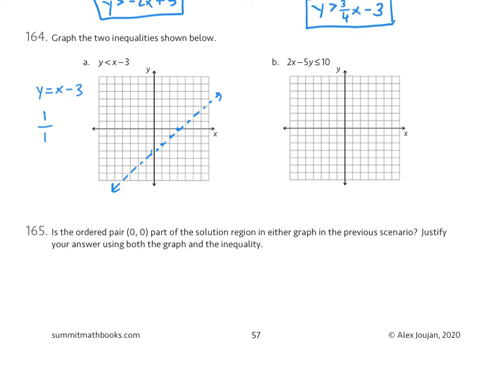Now what part do I shade? This inequality says y is less than. Y values are up and down, so y is less than would be below, all the points below this line. I'll draw perpendicular to that line so it makes it clear.